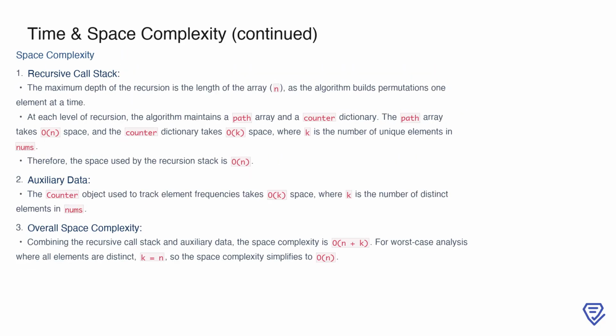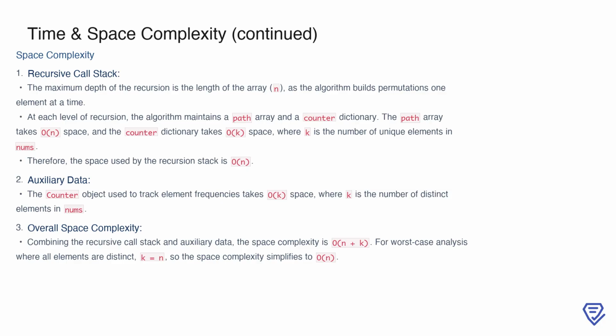Now let's analyze the space complexity. The first component to consider is the recursive call stack. The maximum depth of recursion is equal to the length of the array, which is n, as the algorithm builds the permutations step by step. At each level, the algorithm maintains a path array that tracks the current sequence, and this requires O(n) space.